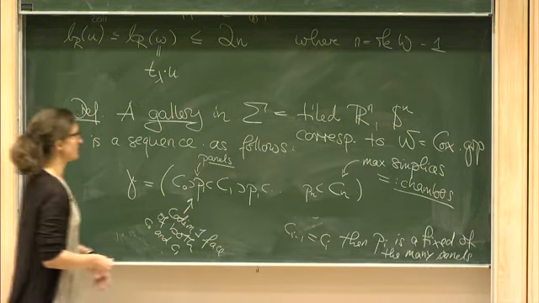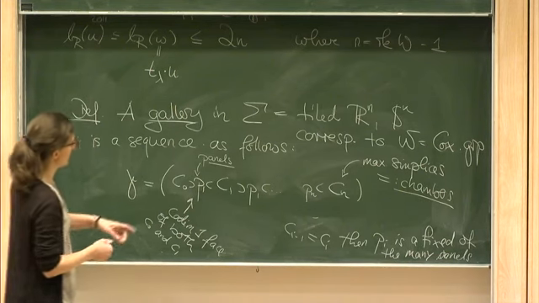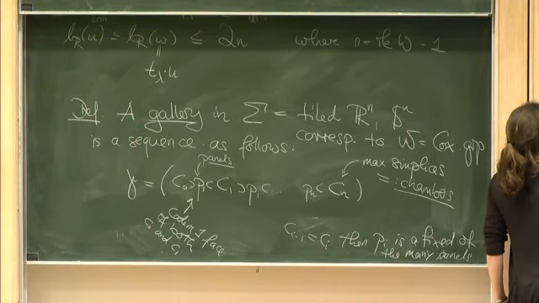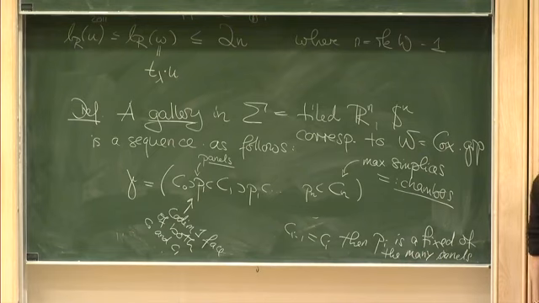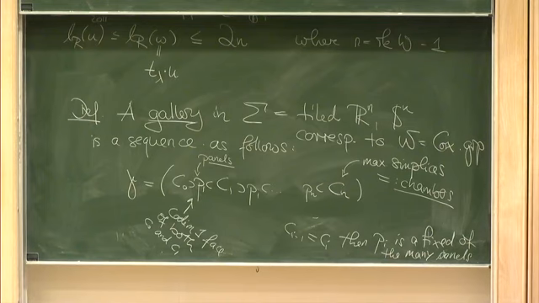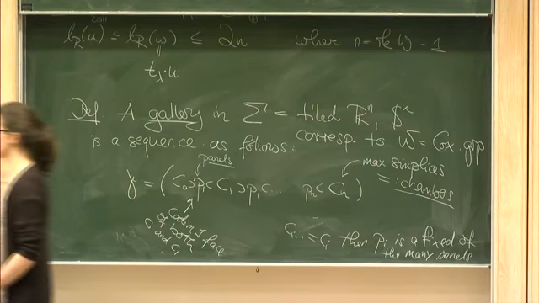Okay. So while doing so, you learn that a gallery has a fixed word associated to it. By word, I mean the word in the Coxeter group W. And this word we call the type of the gallery. And so how is this done?